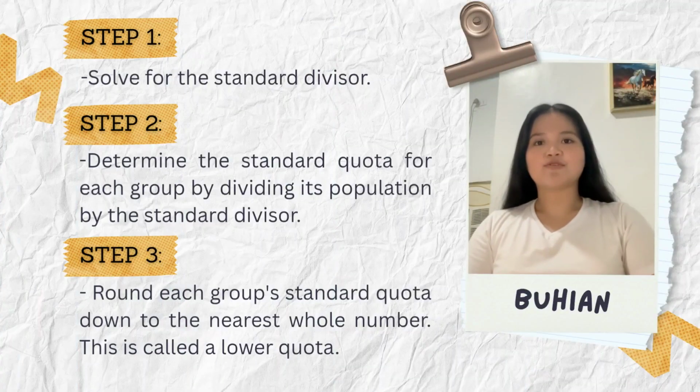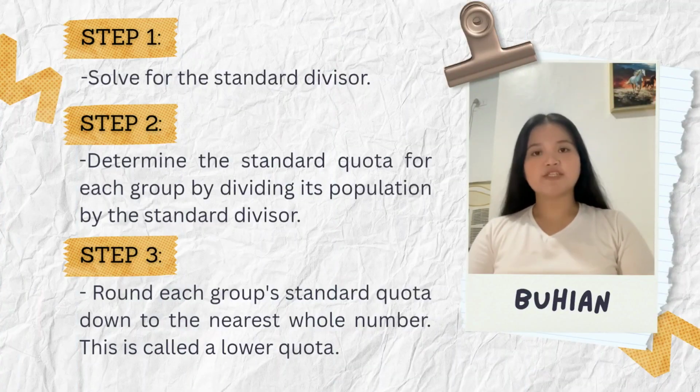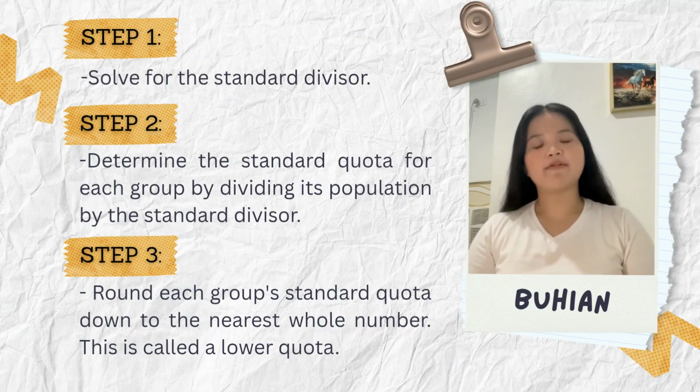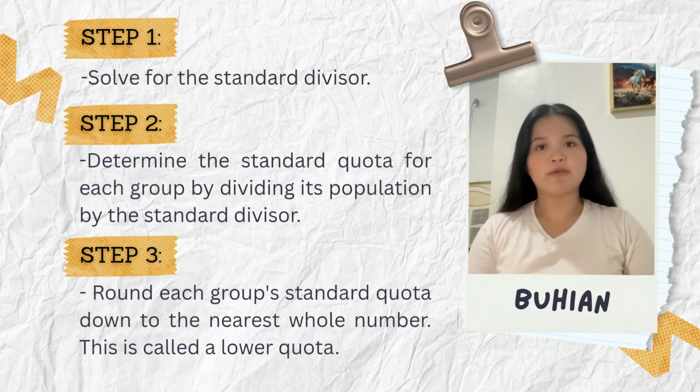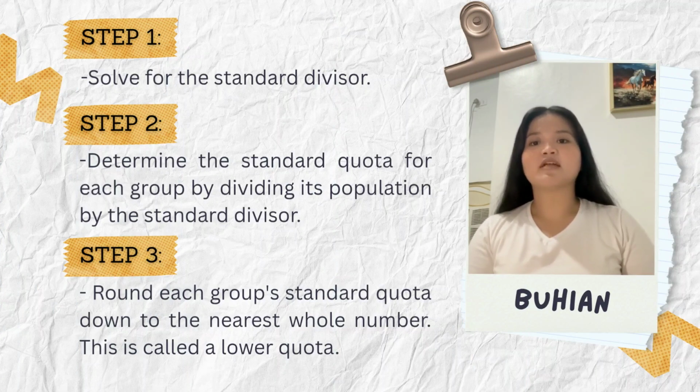Hi, I am Drew Ashley Buhian, and for the procedure in solving apportionment using Hamilton's method, we have 5 steps. Step 1, solve for the standard divisor. To do this, divide the total population by the total number of seats that need to be distributed. This tells us how many people should be represented by one seat. Step 2, determine the standard quota for each group by dividing its population by the standard divisor.